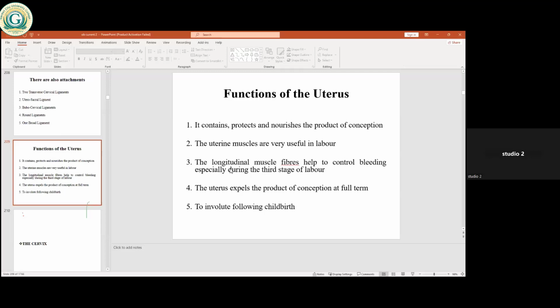The uterus expels the product of conception at full term. When the baby is about to be delivered, the muscles will push the baby out. Five, it involutes following childbirth. I think somebody asked me a question: how will the uterus come back? The uterus, vagina, and fallopian tubes are pelvic organs. So when the woman becomes pregnant, the uterus goes to the abdomen, and after delivery, it comes back. The term we use is involution. So the uterus helps the structures to involute.